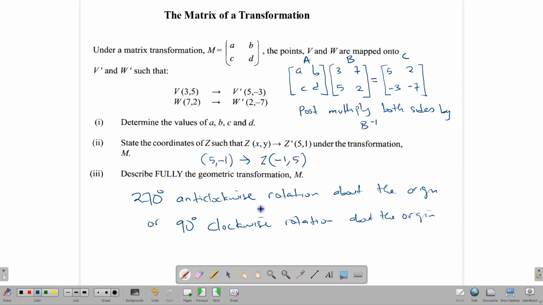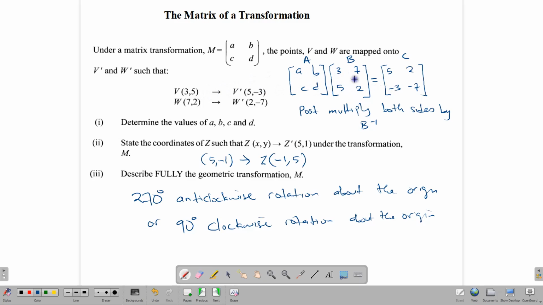So either of these will describe this transformation, 270 degrees anticlockwise or 90 degrees clockwise. Remember now, to find the matrix, you simply first need to set up the matrix equation, and in this case, ABCD times your points gives you your image.